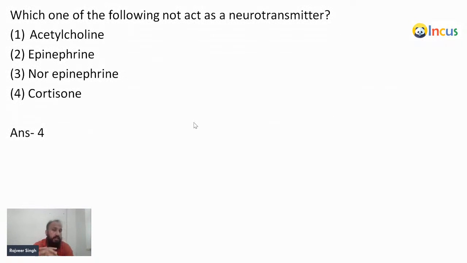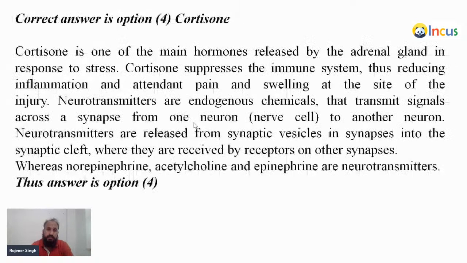Now, next question. Which of the following does not act as a neurotransmitter? Acetylcholine, yes, it works. Epinephrine, obviously, it also works. Norepinephrine, yes. But cortisone, yes, cortisone is not a neurotransmitter. So that is why we can say our answer will be fourth.